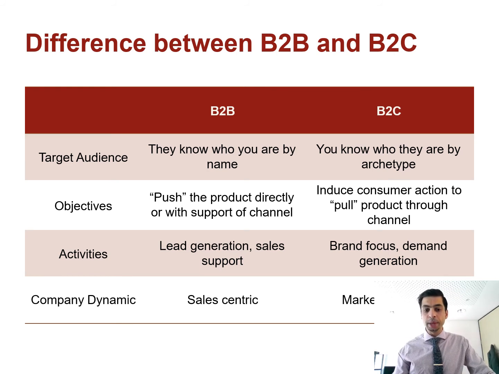Your activities will be through sales. It might be through lead generation, through sales support. When it's consumers, you're looking at more of the brand. You need to develop a brand so that the customers will be able to pull your product through those channels. For businesses, your dynamics are more about sales. So you'll have a sales team, and they'll basically help you pitch your product to various businesses. With consumers, you won't have a sales team. It's more market centric. So it's more about marketing your product.